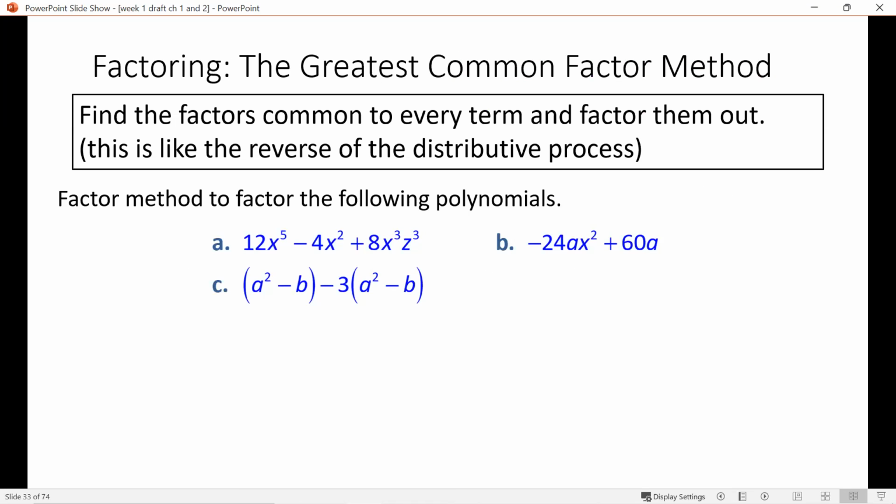Now let's talk about factoring. All right, factoring is very important. You have to do it a lot and you want to get good at it. We're going to talk first about the greatest common factor method, which is probably something you've seen before.